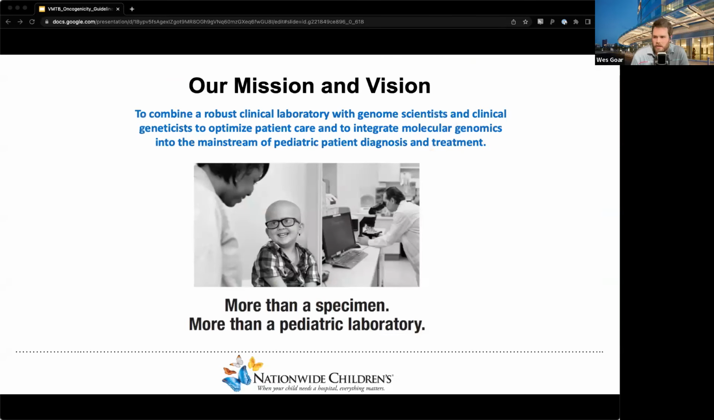So to give a little background about who we are, I work at the Institute for Genomic Medicine at Nationwide Children's Hospital. And our mission and vision really is to combine a robust clinical laboratory with genome scientists and clinical geneticists to optimize patient care and integrate molecular genomics into the mainstream pediatric patient diagnosis and treatment process.